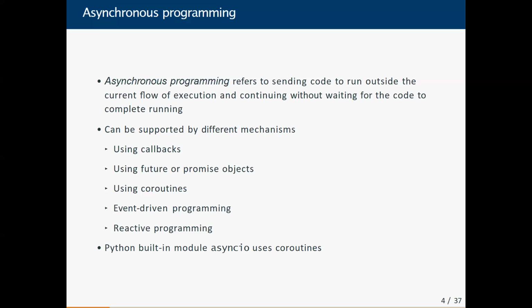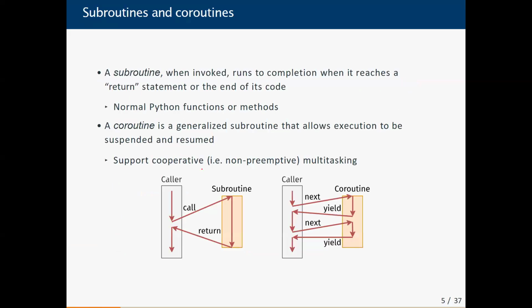And so what does asynchronous programming mean? It just means sending code to run outside the current flow of execution and continuing without waiting for the code to complete running. Okay, let's have a look at the diagram here.